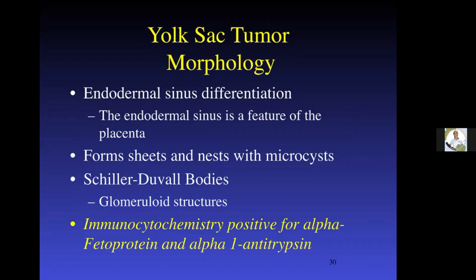So, it forms sheaths and nests with microcysts, and the histologic feature of this tumor is the presence of glomeruloid structures. It looks like a glomerulus of the kidney. You call them the Schiller-Duval bodies. Yolk sac tumors are positive for alpha fetoprotein and alpha 1 antitrypsin.